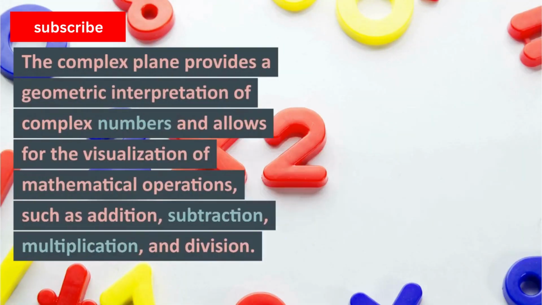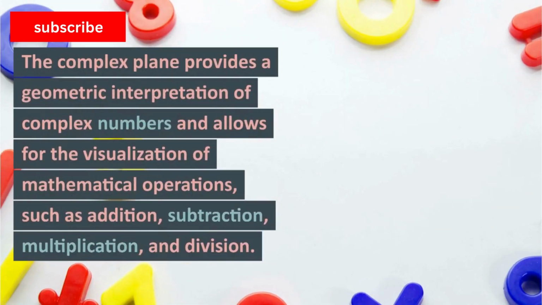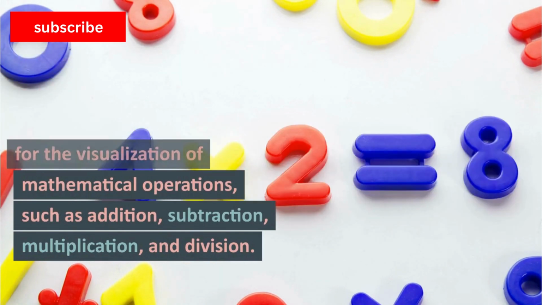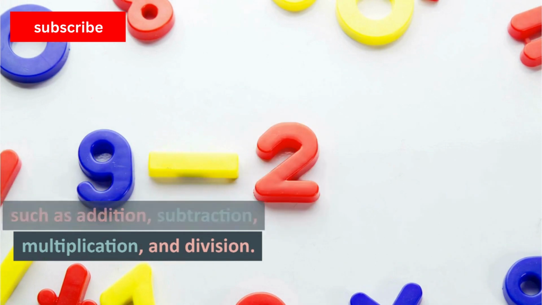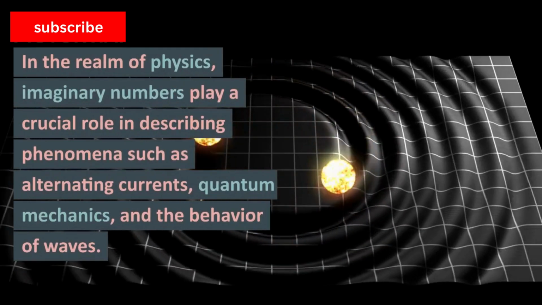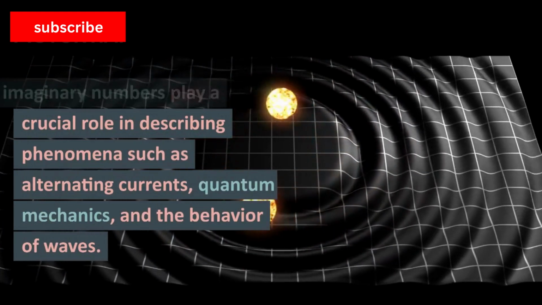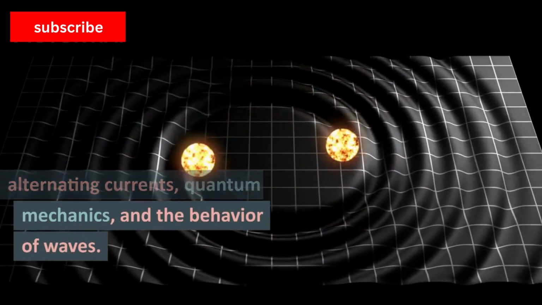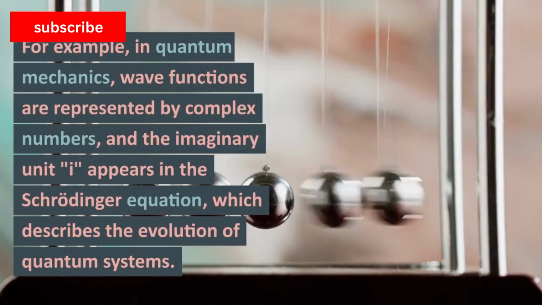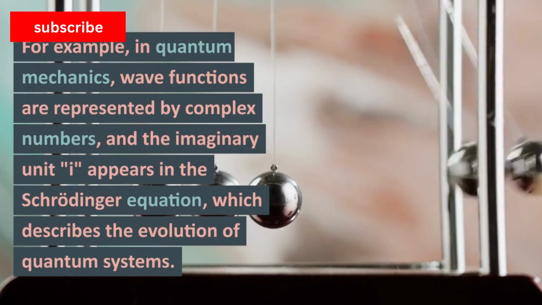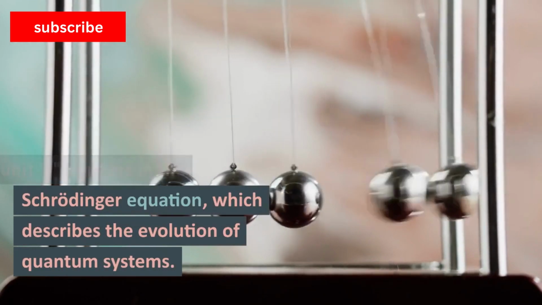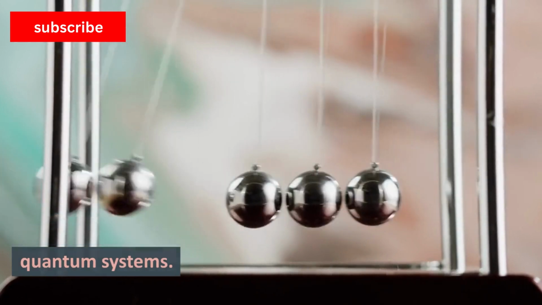The complex plane provides a geometric interpretation of complex numbers and allows for the visualization of mathematical operations, such as addition, subtraction, multiplication, and division. In the realm of physics, imaginary numbers play a crucial role in describing phenomena such as alternating currents, quantum mechanics, and the behavior of waves. For example, in quantum mechanics, wave functions are represented by complex numbers, and the imaginary unit, i, appears in the Schrödinger equation, which describes the evolution of quantum systems.